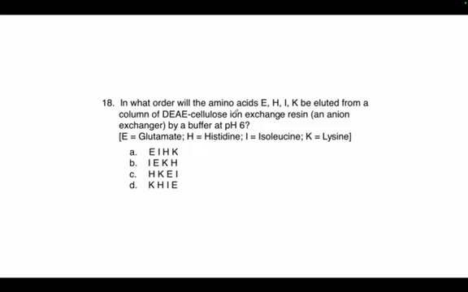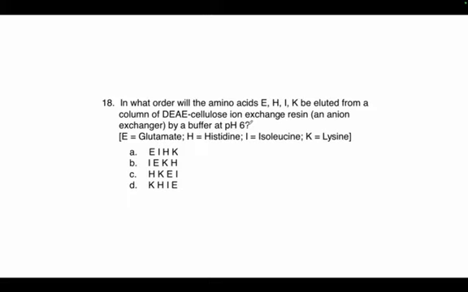In what order would the amino acids E, H, I, K be eluted from a DEAE cellulose ion exchange resin by a buffer at pH 6? Okay. So, to solve a question like this, your concepts about ion exchange chromatography need to be very clear. So, you need to know what is DEAE exchange resin. They've already given anion exchanger by a buffer at pH 6.